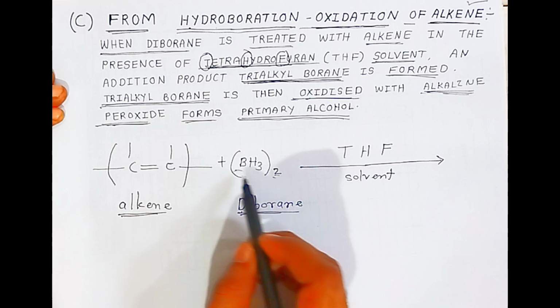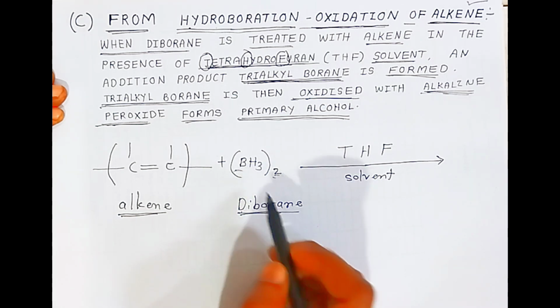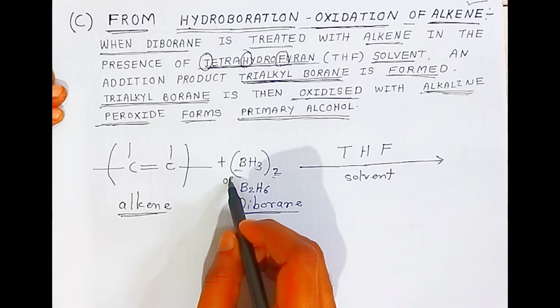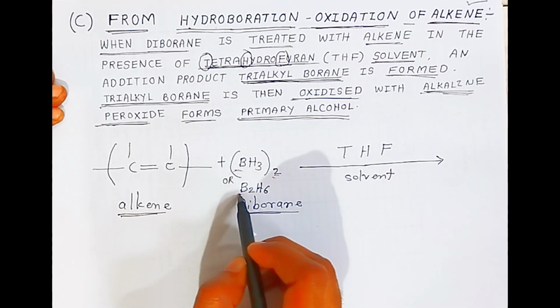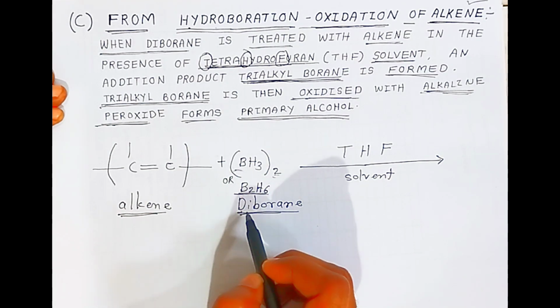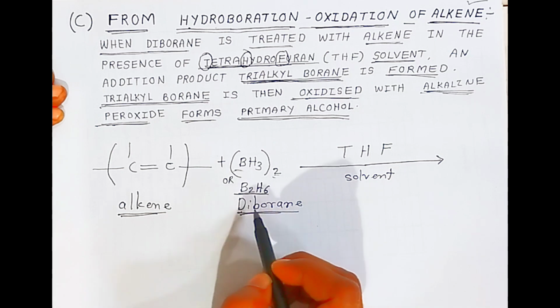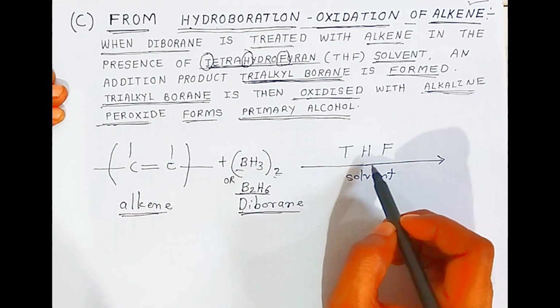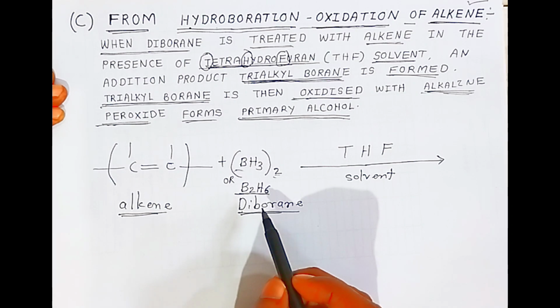Understand, students? So this is the formula. Sometimes you will write B2H6 also. This is nothing but BH3 twice, that is B2H6. It contains two borane units, that is why we call it diborane. So this diborane reacts with alkenes in the presence of the solvent tetrahydrofuran. There is a formation of an addition product.